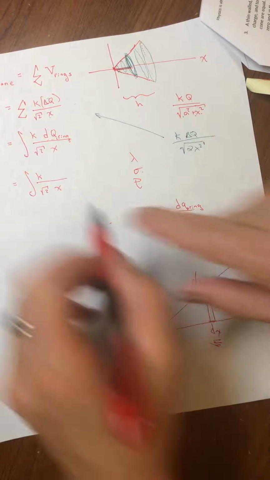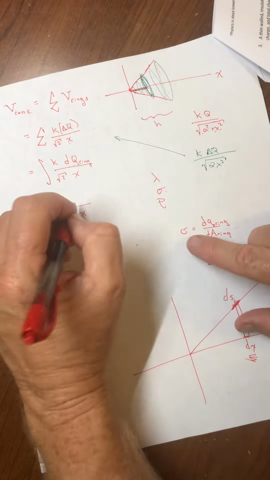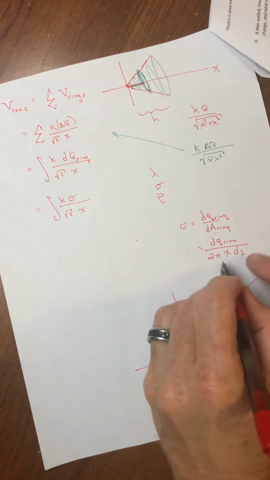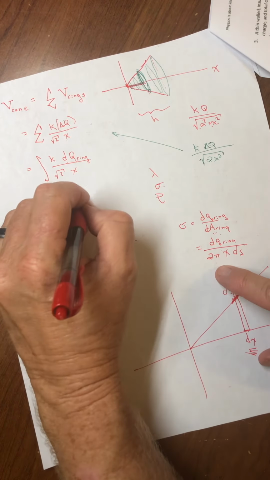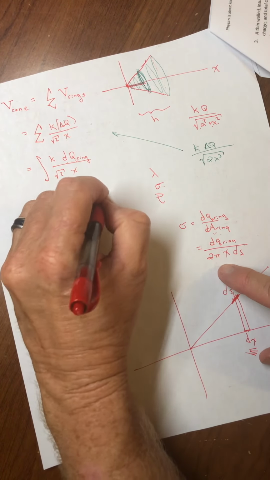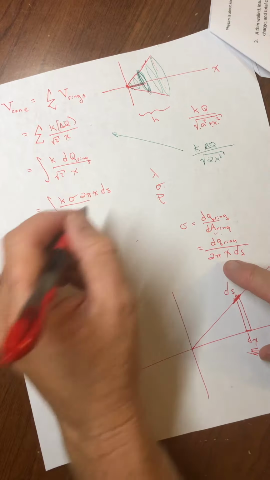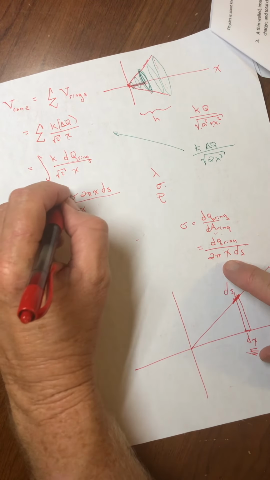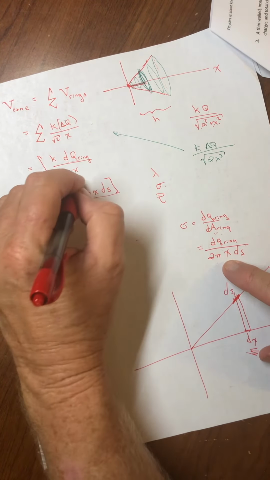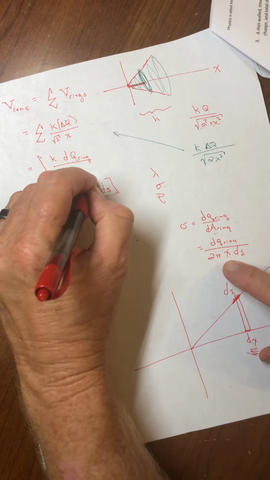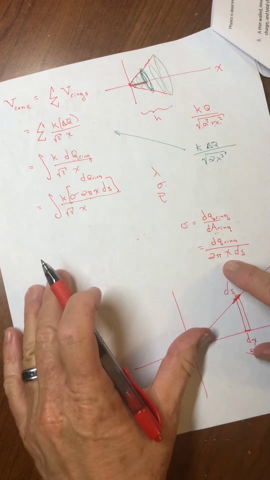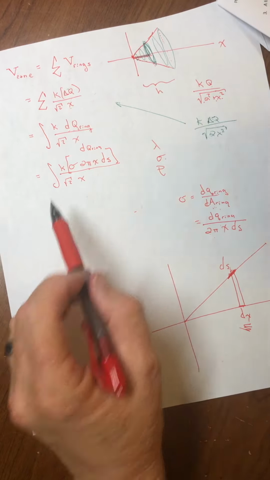And then use that back here. And so I'll take my sigma, and I'll bring this to the other side of the equation, 2 pi x ds. And that right here will be my substitution for what is the charge on the ring.